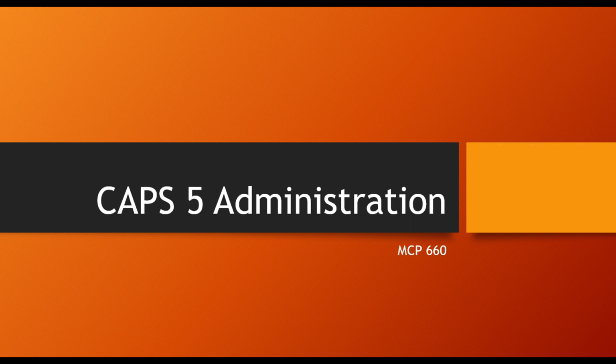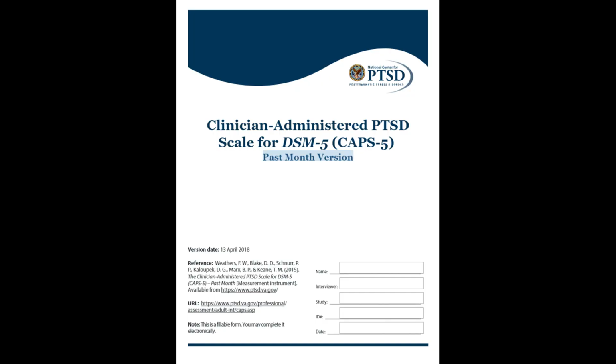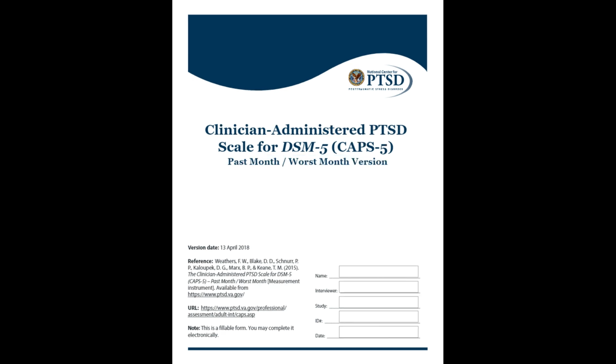The purpose of this video is to provide an overview of the clinician-administered PTSD scale, better known as the CAPS-5. Recently, the CAPS was updated to correlate with the revised PTSD diagnostic criteria in the Diagnostic and Statistical Manual for Mental Health Disorders, or DSM-5. The CAPS-5 is a 30-item structured interview that can be used to make a current or past month diagnosis of PTSD, make a lifetime diagnosis of PTSD, or assess PTSD symptoms over the past week.